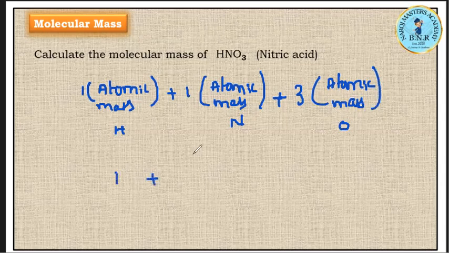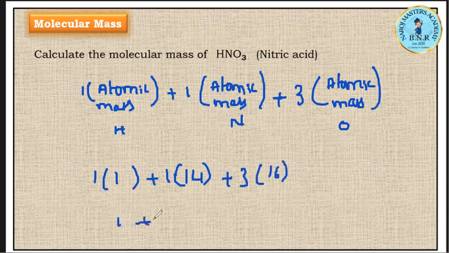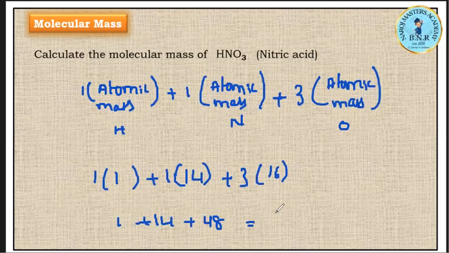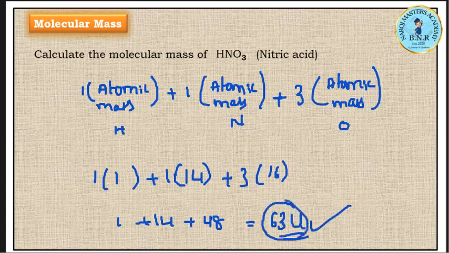Right. What is the atomic mass of hydrogen? 1, plus nitrogen is 14, so 1 into 14, plus 3 into the atomic mass of oxygen, which is 16. So 1 plus 14 plus 48, that is 63 units. What is the molecular mass of HNO3? 63 units. Is it clear?